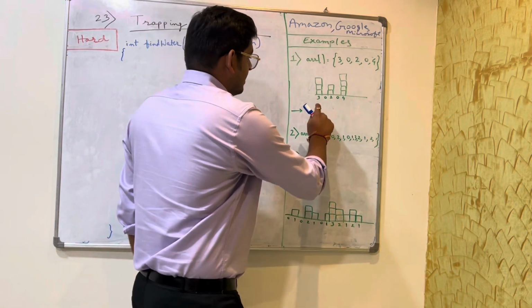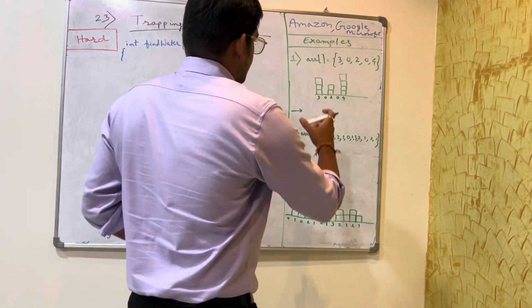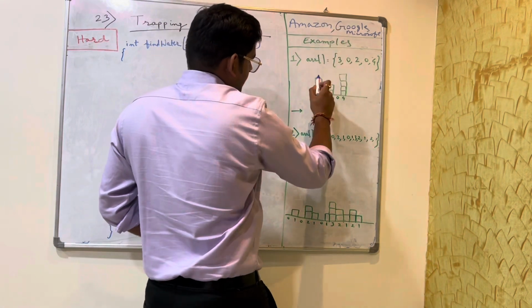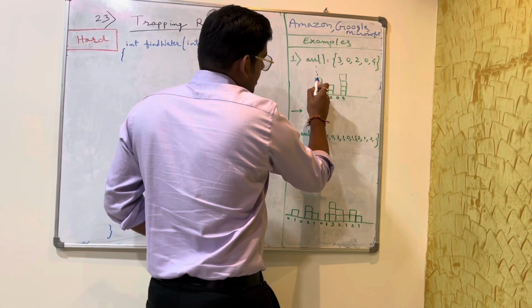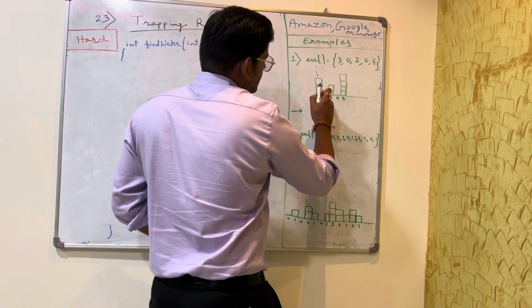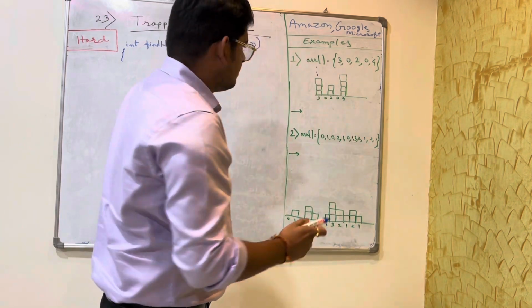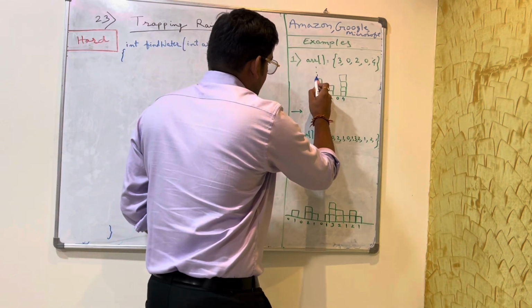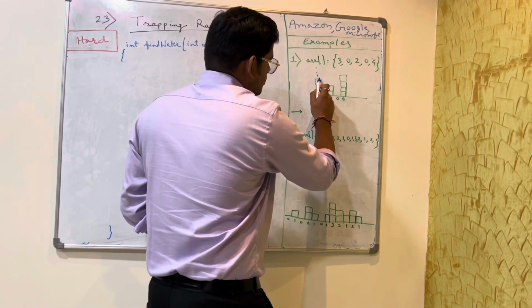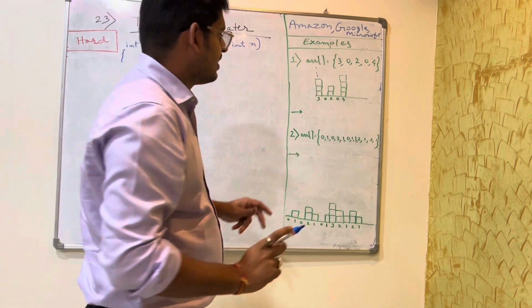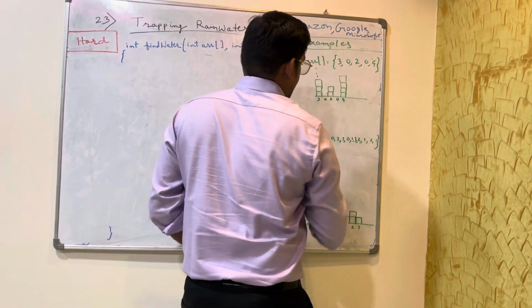In this example, if rain falls over here, this index cannot trap any water, because if water comes here, it will fall either here or here. So water cannot be trapped over here. Where can water be trapped? Here water can be trapped.